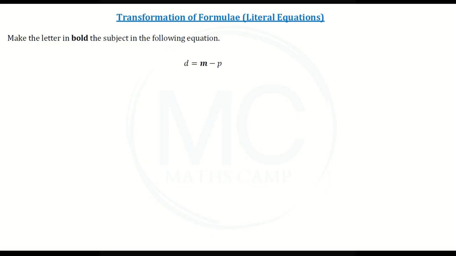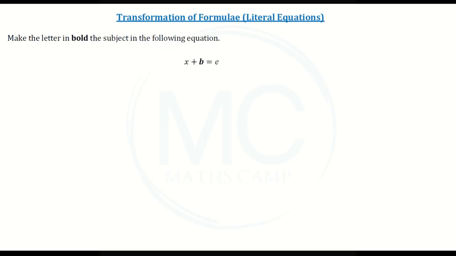Make the letter in bold the subject of the following equation. And we have d is equal to m minus p. M is bold. M does not have a coefficient and it is positive. So to get m by itself, we can leave it where it is. On the left-hand side, we've got d. We're going to move negative p to that left-hand side, and we say plus p. M is now the subject of this equation.